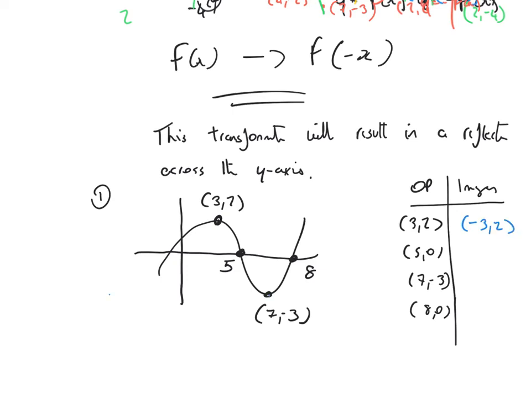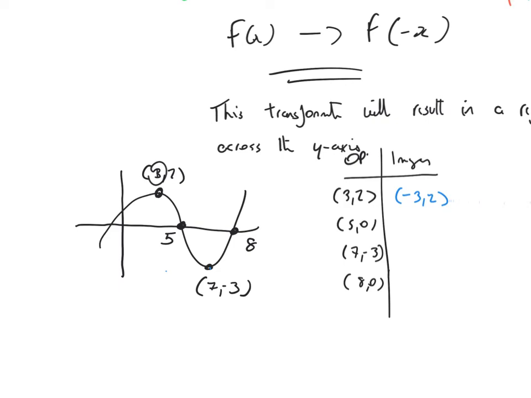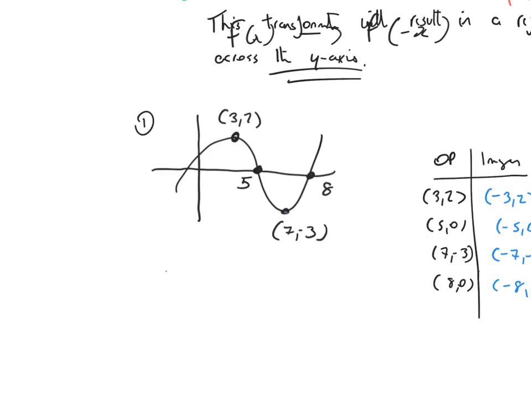7 becomes minus 7, so that will be minus 7, minus 3. 5, 0 now becomes minus 5, 0, and 8, 0 now becomes minus 8, 0. And you need to visualise this as a reflection across the y-axis. So let's have a go at that. So 3, 2, that's now reflecting to minus 3, 2. I'm going to just extend this out a wee bit. 5, 0 is now reflecting to minus 5, 0. 8, 0 is now reflecting to minus 8, 0, and 7, minus 3 is now reflecting to minus 7, minus 3.